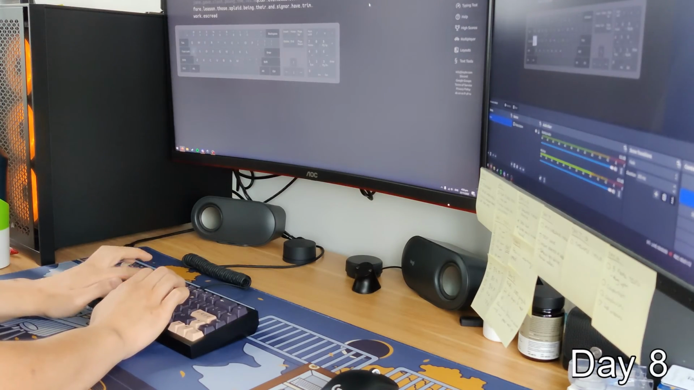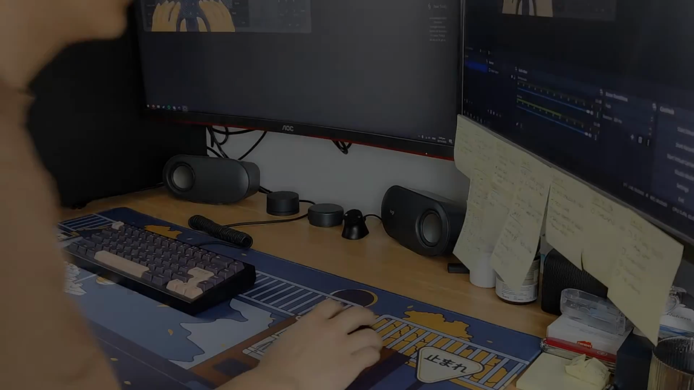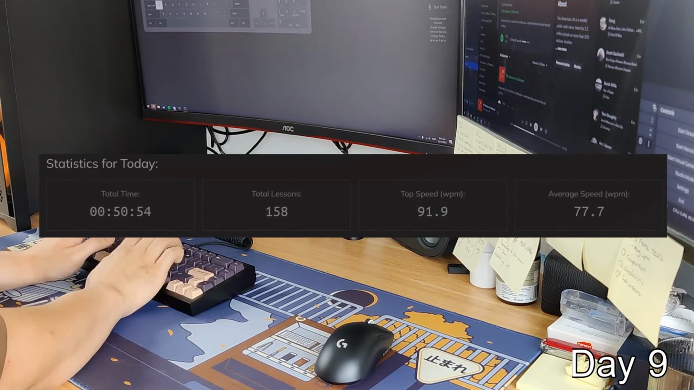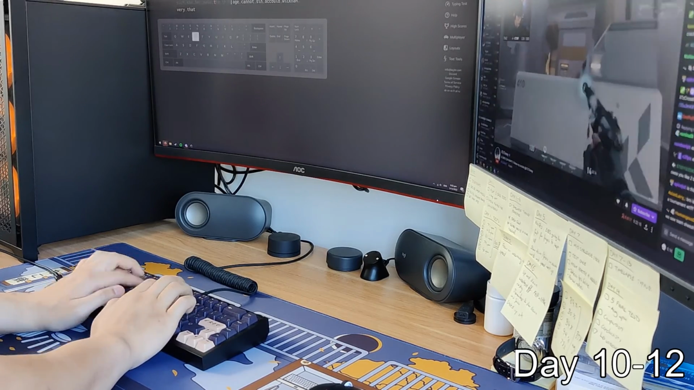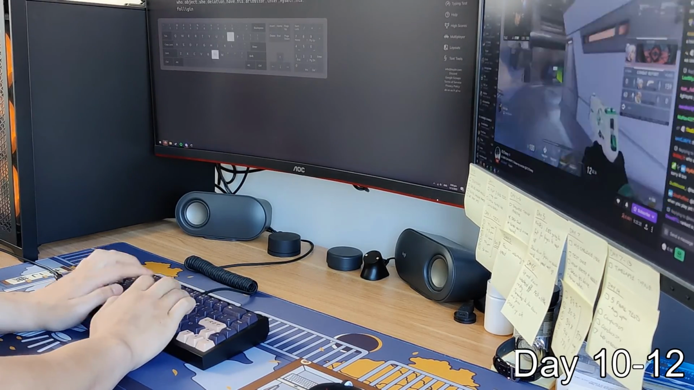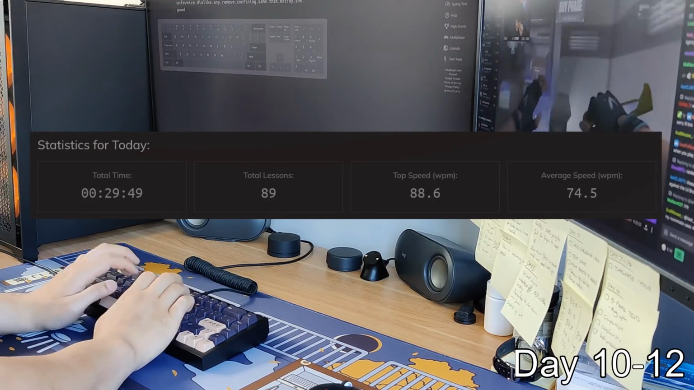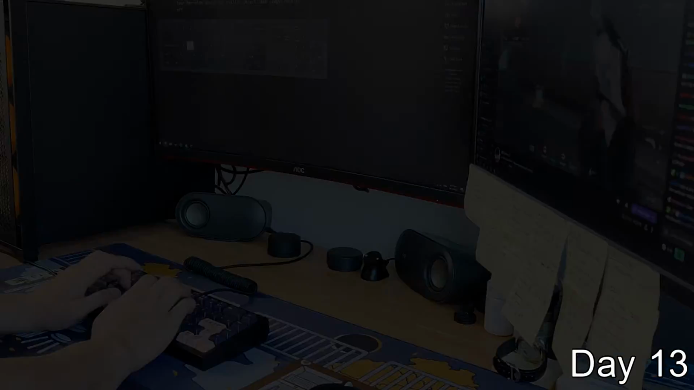On day 8, my average fell to 72 words per minute, which made sense since I just brought in 3 major changes. But then I surprised myself on day 9 by hitting an all-time high average of 77 words per minute. And that's where the improvement stopped. Somehow I just couldn't keep it together on days 10 to 12 and managed to lose an average of 1 word per minute a day, bringing my average down to 74 words per minute.